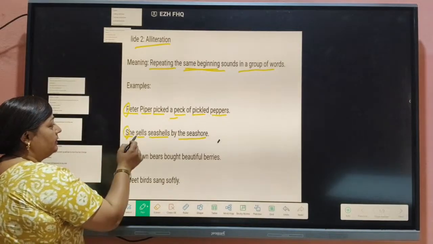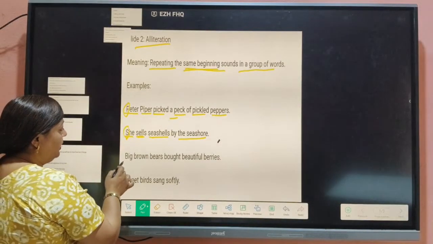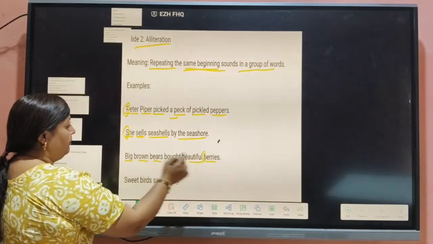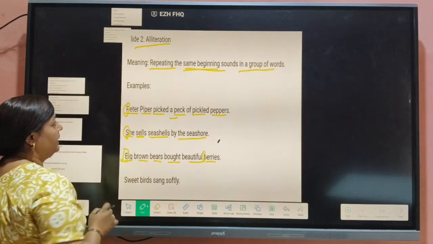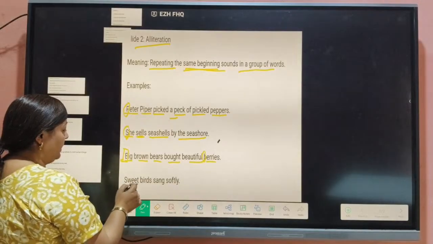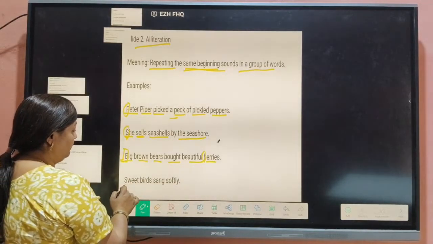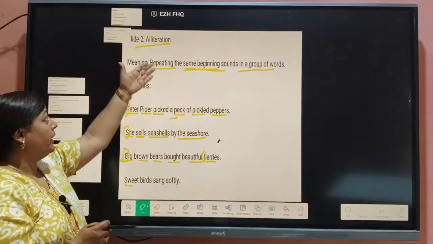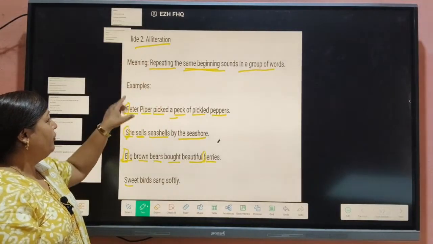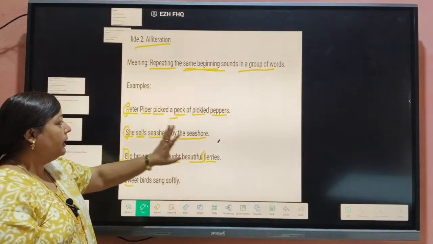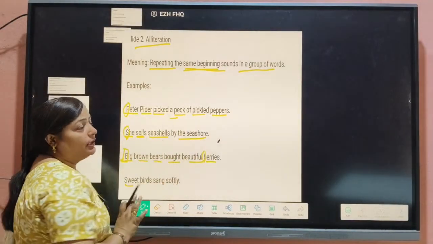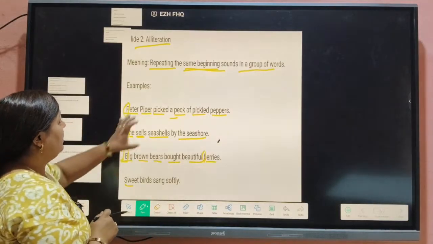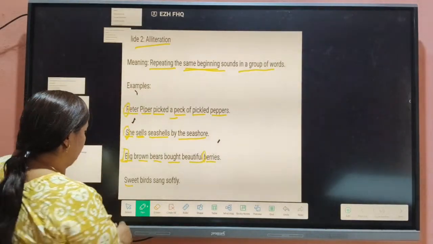Here S is repeated. And in the third, big brown bears bought beautiful berries. Here B is repeated. That's why here is alliteration. Sweet birds sing softly. Yes, in alliteration we come to know that any letter can be repeated, and if the poet is using letters in repeating form, then there will be alliteration. This is our first literary term.